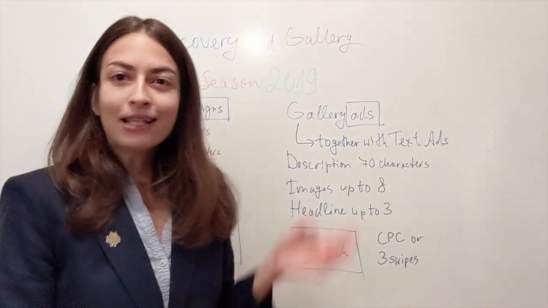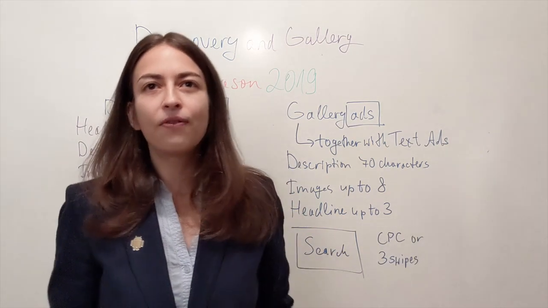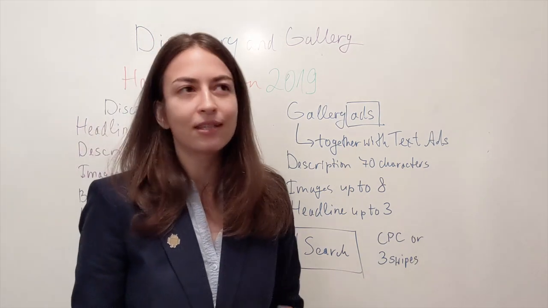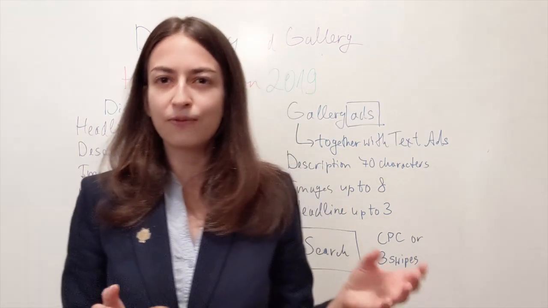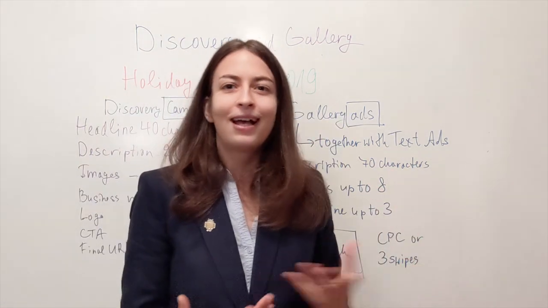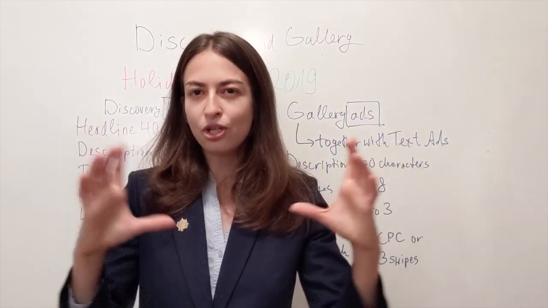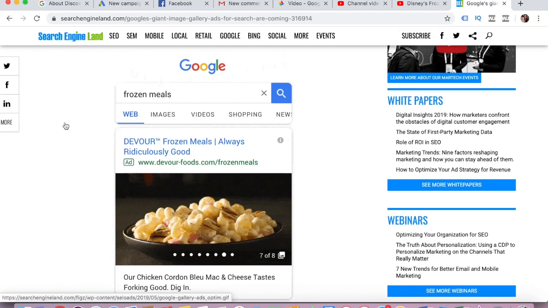Okay, let's move to gallery ads. Gallery ads started off in the United States in the automotive sector as a pilot. Some of the examples that we saw on keynotes were with frozen foods and with cars. And they are very rich, interesting ad types. Basically it's a huge image on top of the search result. So this is the main difference.